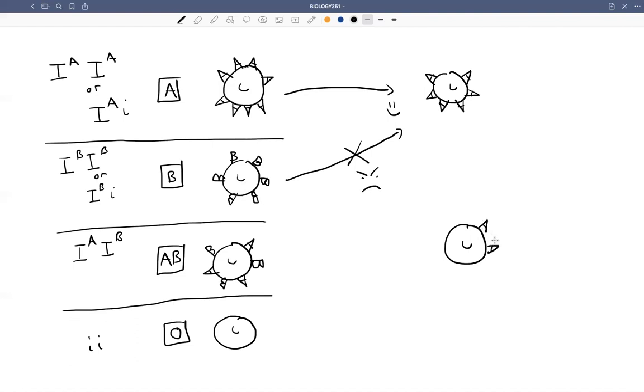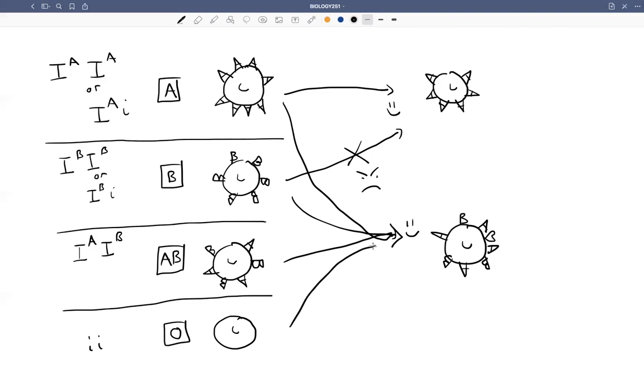Let's say you are donating to somebody who has type AB blood. This individual has experience with the A antigen, has experience with the B antigen, and any of these blood types, A, B, or AB, those are all okay. In fact, O is okay as well. O is what we call the universal donor because it doesn't come up with any of these, we'll call them maybe offensive antigens.